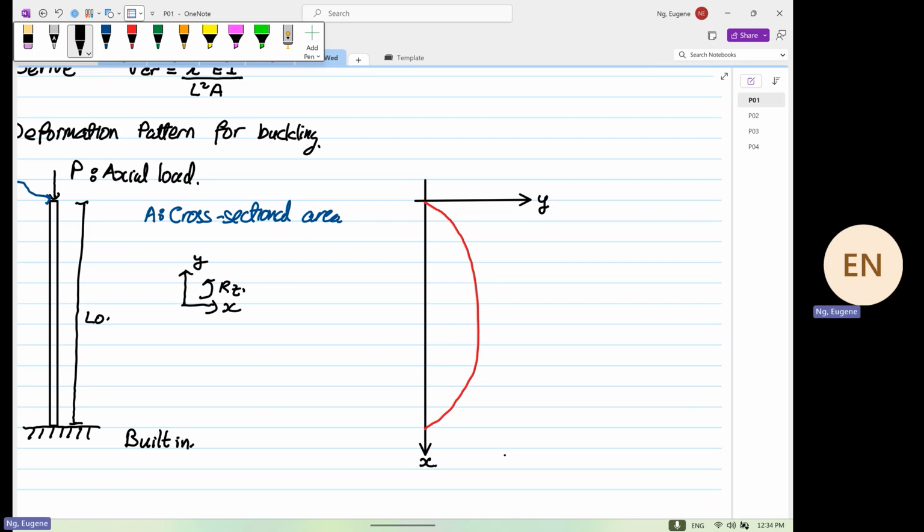Over here, we are going to assume that the load will not move left or right. It will just come down vertically. Are we clear? It will just come down vertically.